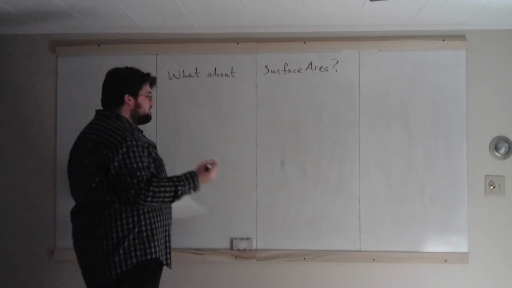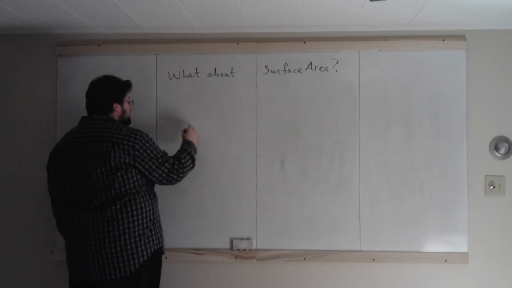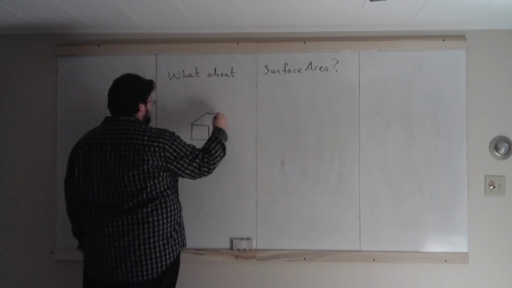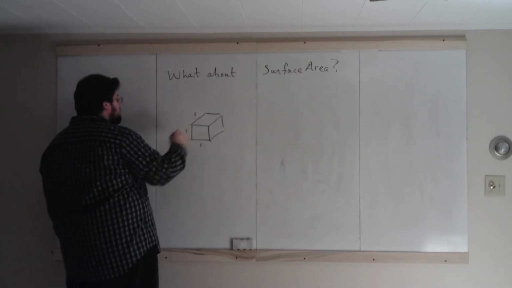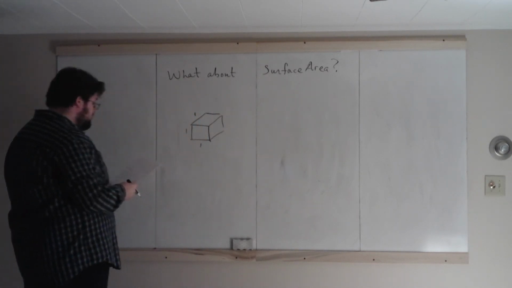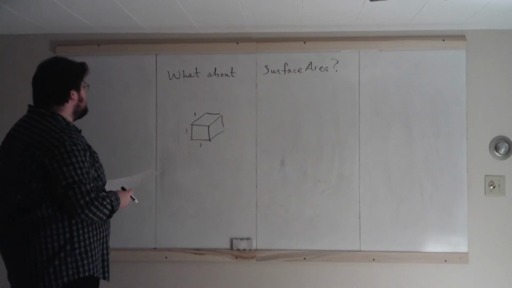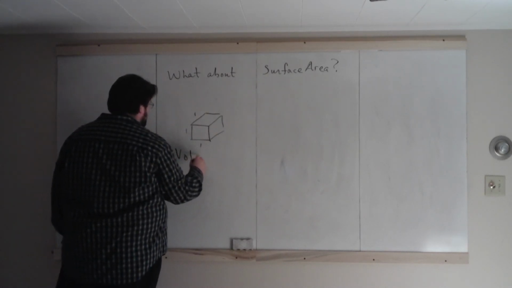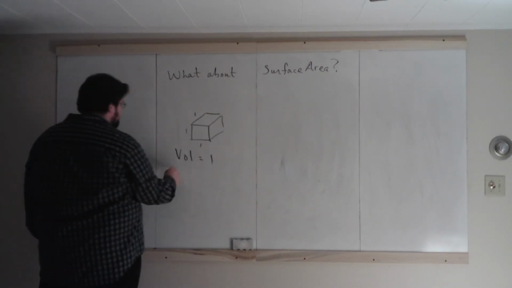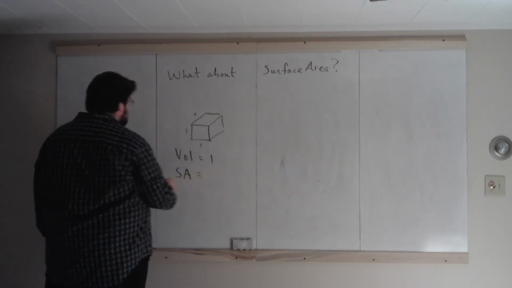Well, let's look at an example. Let's this time take a 1 by 1 by 1 cube. What is the volume of a 1 by 1 by 1 cube? The volume is 1. What is the surface area of a 1 by 1 by 1 cube?